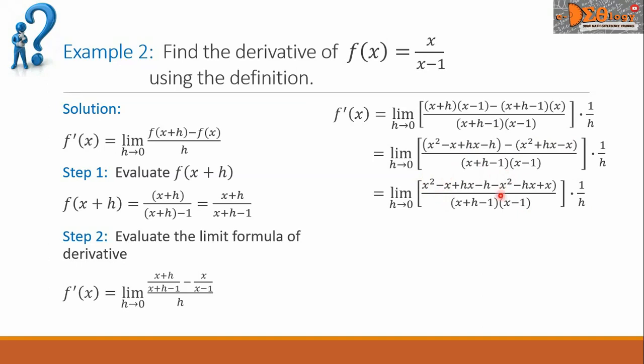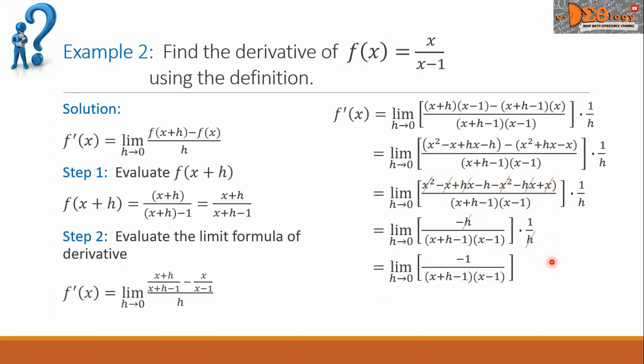We have negative x and positive x. It will be 0 also. The positive hx, and we have this negative hx. If we remove those terms, we can simplify our fraction here into simply negative h. This negative h in our numerator now and the h in the denominator can cancel each other. So writing again our fraction, the simplified form is negative 1 all over this denominator.